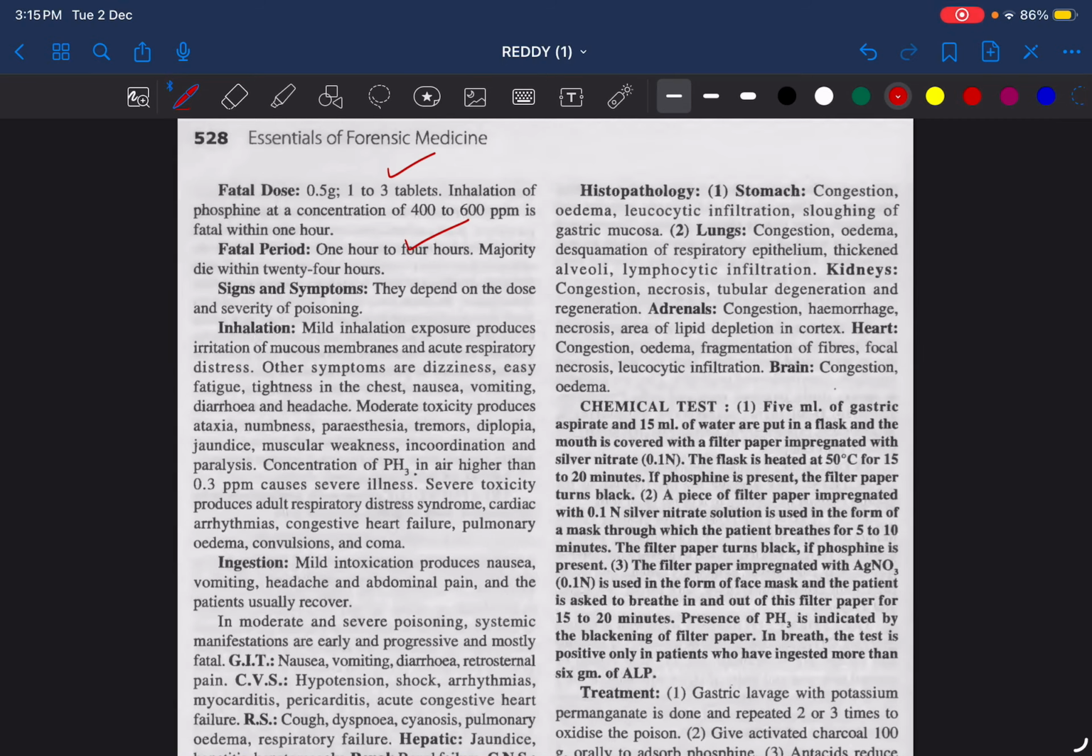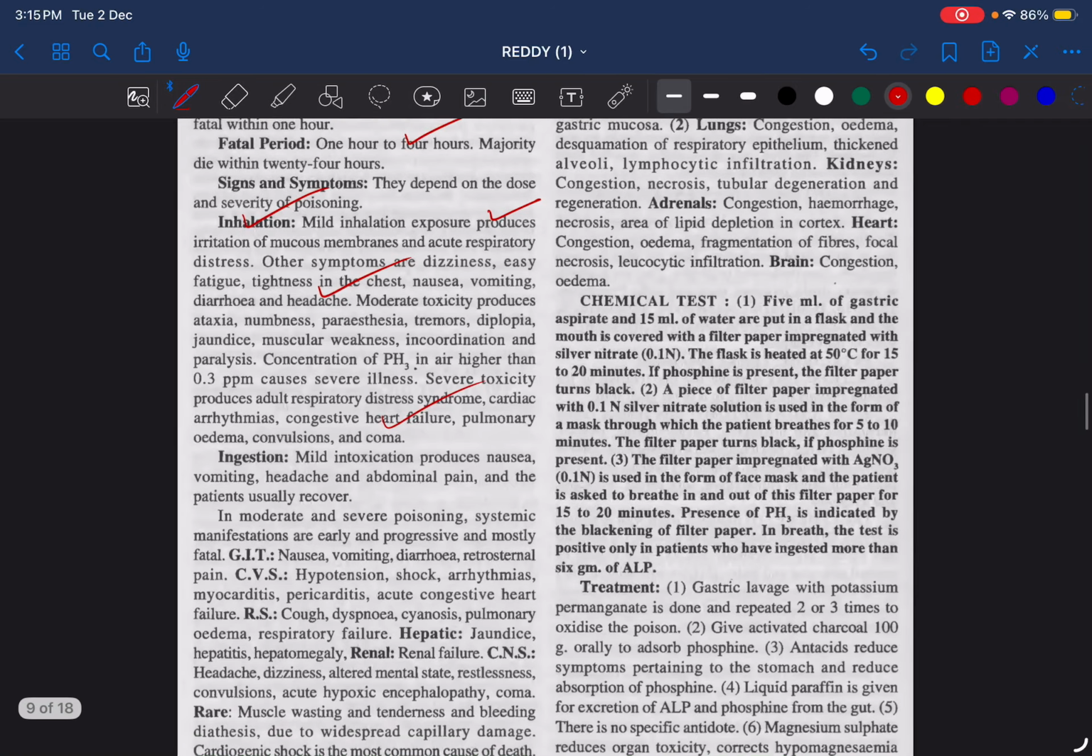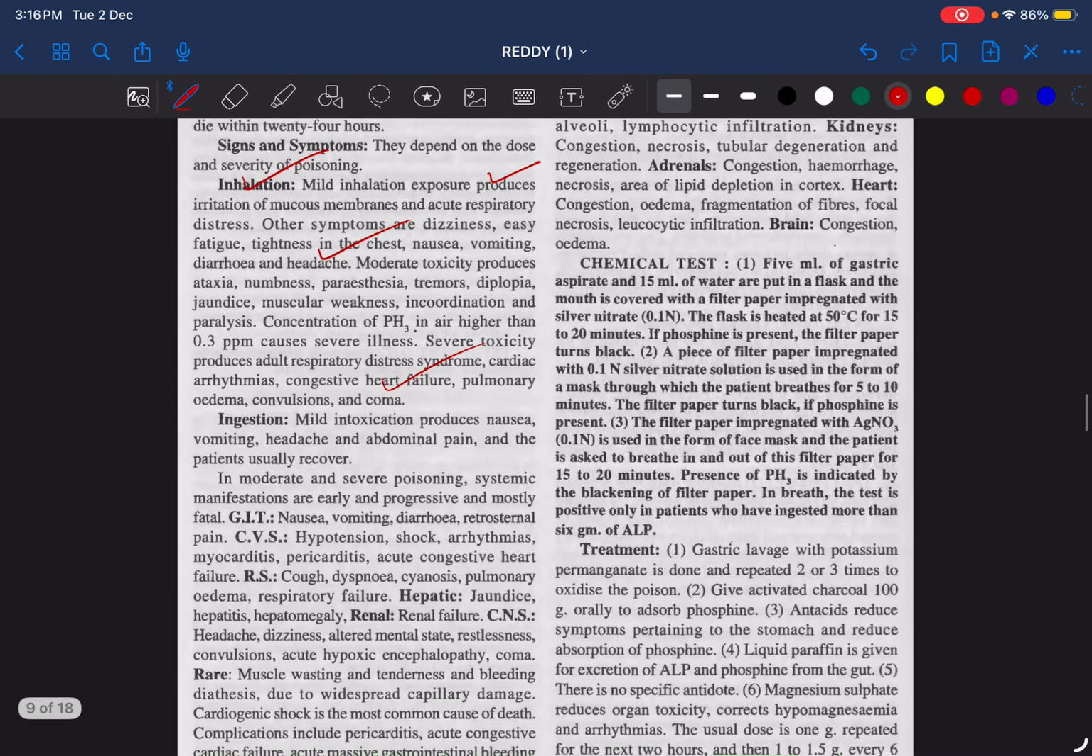Okay, and signs and symptoms depend upon the mode of exposure. Suppose it is inhalation, by inhalation it is the phosphine gas, there will be acute respiratory distress, chest pain, nausea, vomiting, diarrhea, headache. Okay, and severe toxicity causes adult respiratory distress syndrome, cardiac arrhythmia, congestive heart failure. Remember, cardiac arrhythmias are one of the most fatal manifestations of aluminium phosphide, that is our Celphos. Then if it is ingestion, it will be nausea, vomiting, headache. Okay, that is non-specific symptoms.